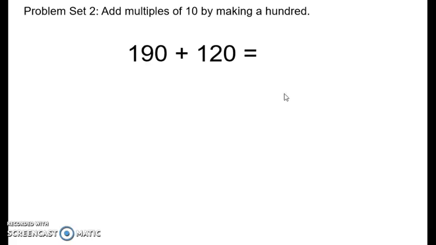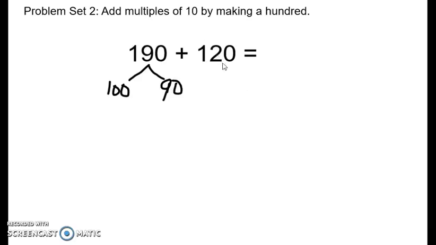So now let's take a look. Here we have a problem, 190 plus 120 equals, and we're going to figure out the answer. We are going to use a number bond to help us make multiples of 10 to help us make 100. So let's take a look at our two problems. Here we have 190 plus 120. First, I'm going to break up 190 into hundreds and tens. So 190 can be broken up into 100 and then 90.